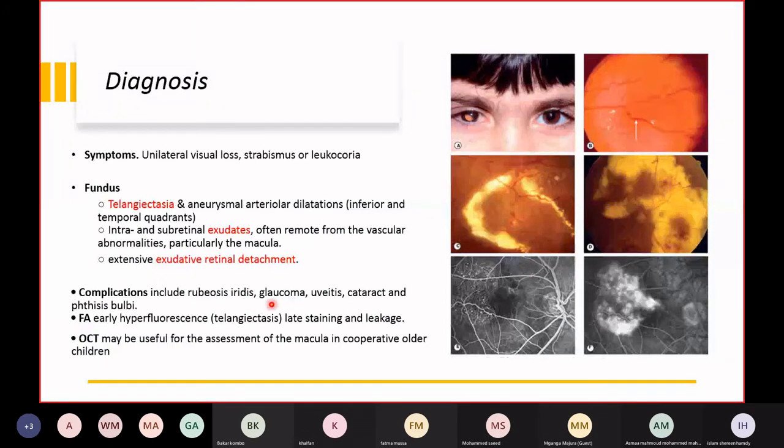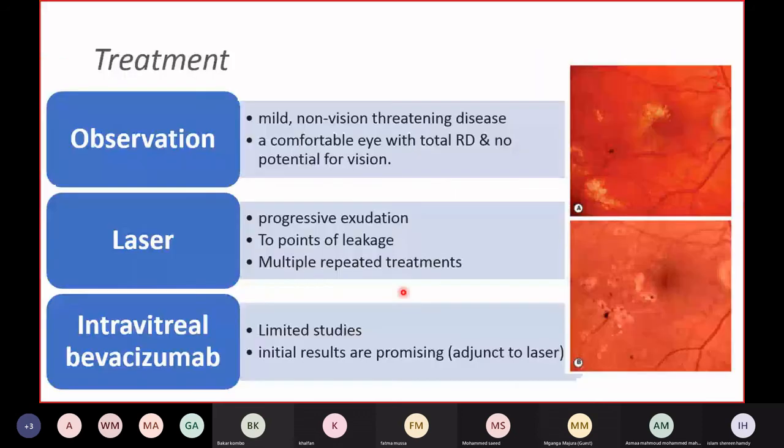The fluorescein will show what we call the telangiectatic blood vessels. So again, here there are some telangiectatic blood vessels, and if you do laser treatment to them, it causes some resolution of the edema and regression of the hard exudates. This, of course, happens several months after the treatment.